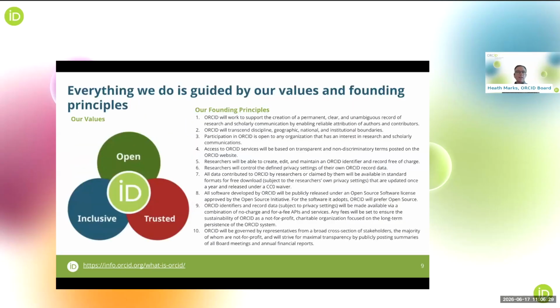So everything ORCID does is guided by its values around being inclusive, being open, and being trusted, and underpinned by its founding principles. You'll see on the slide here, there are 10 founding principles. The principle at the bottom, number 10, is all around making sure that ORCID is well governed with a really strong cross-section of stakeholders from not-for-profit, and all about striving for maximum transparency, etc., for governing ORCID. So number 10 is one of the important founding principles around governance.